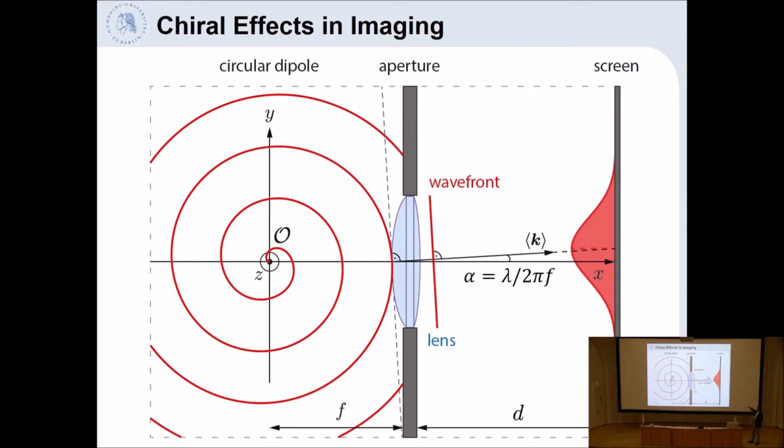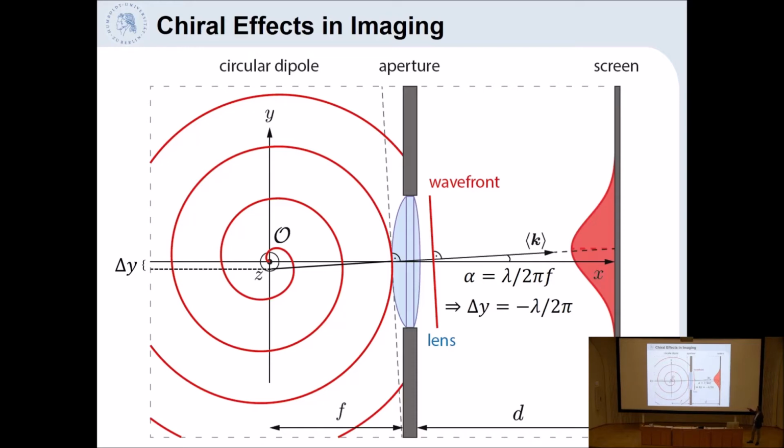And now you can ask: if I now try to find the position of my emitter, where is it? Well, what you have to do is go backwards here and extrapolate to the object plane of the emitter. And that is easily done. You just have to multiply the angle alpha by this distance here, which is f.